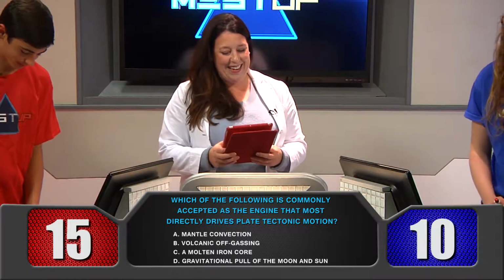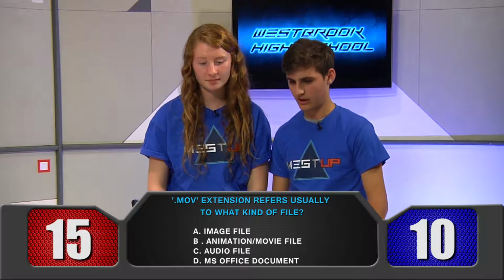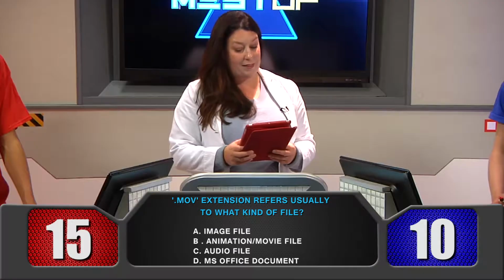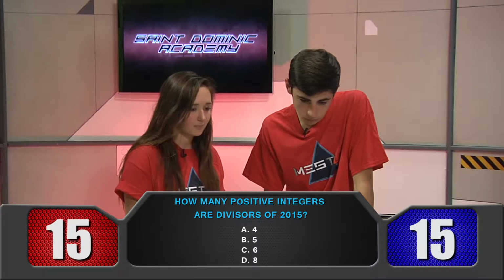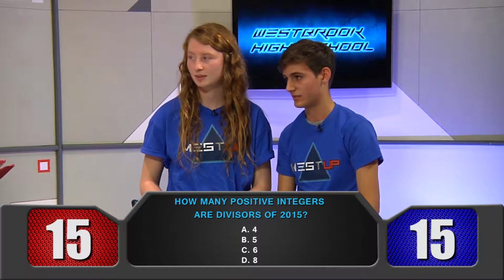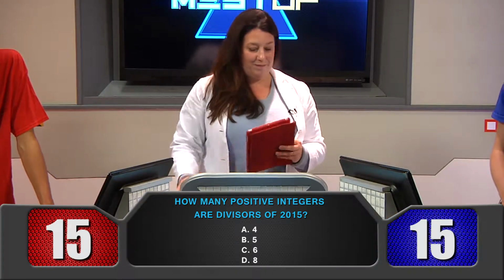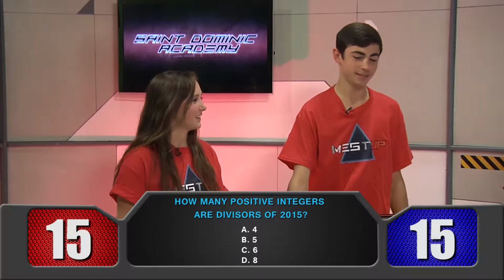All right, question 8. .mov extension refers usually to what kind of file? Blue team. Animation movie file, B. That is correct. And number 9, how many positive integers are divisors of 2015? Let's go C, 6. Blue team. C, 6. Incorrect. And red team? D, 8. That is correct.